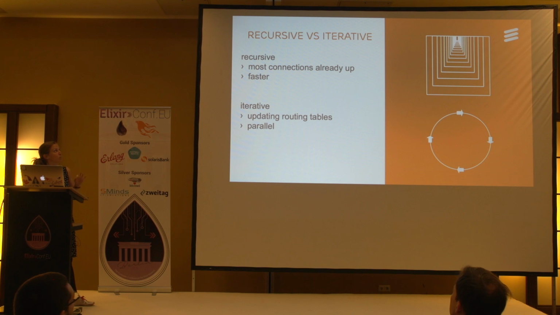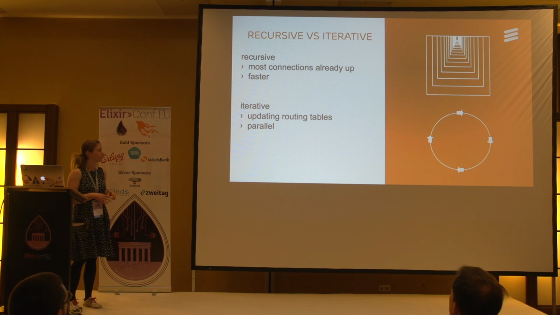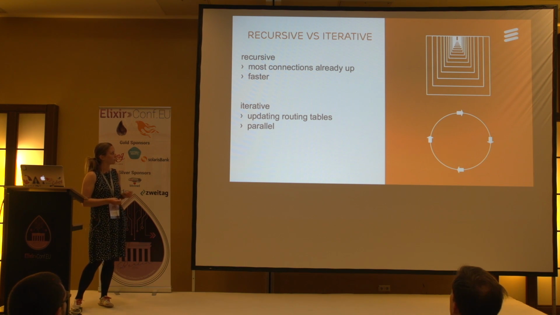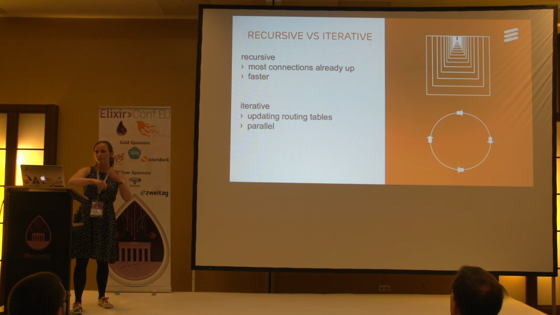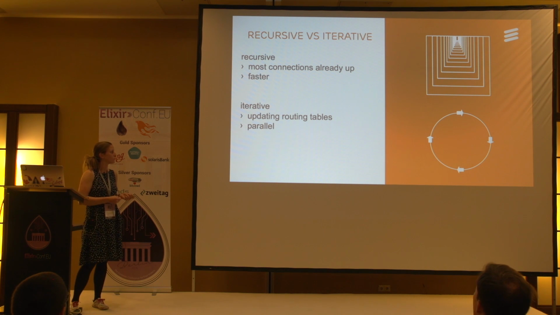I haven't made any measurements and investigated these two, compared them so much, but it seems like the recursive one is faster in most cases. But during the iterative one, you update the routing table in another way, because then you discover new nodes on the way. That can also be fixed in a recursive version by sending a few extra messages around.